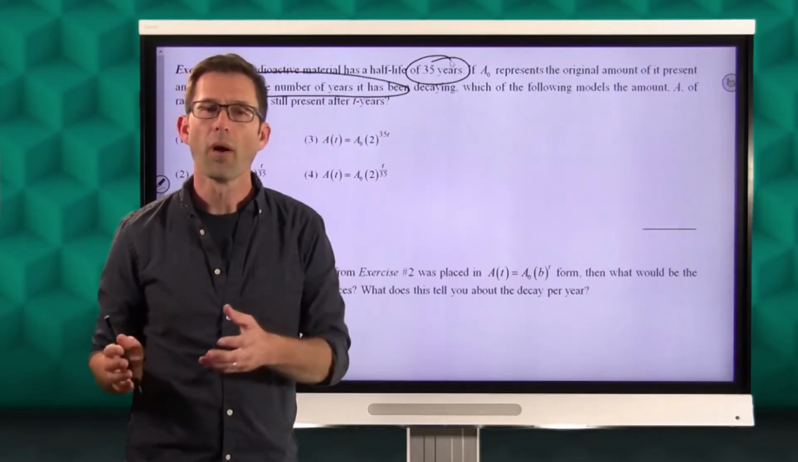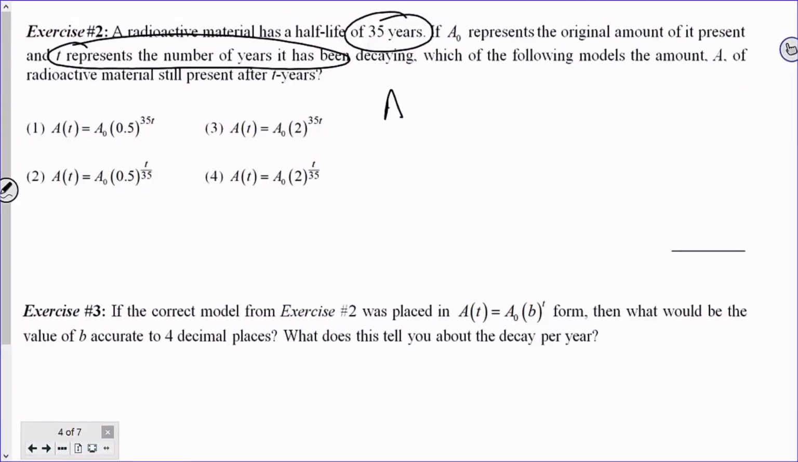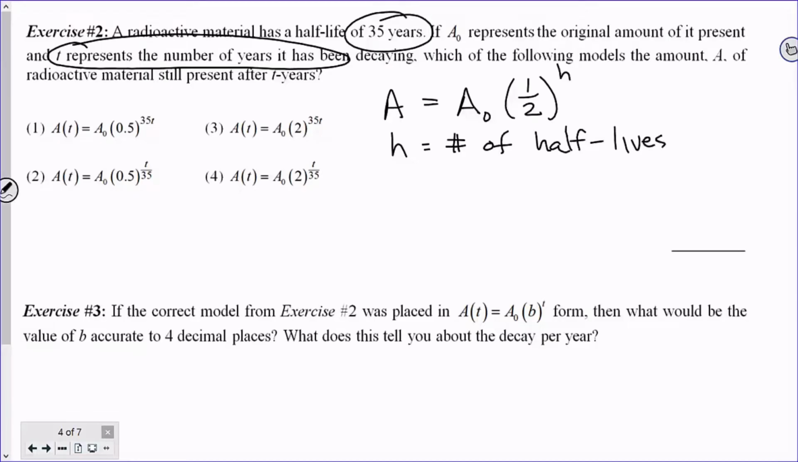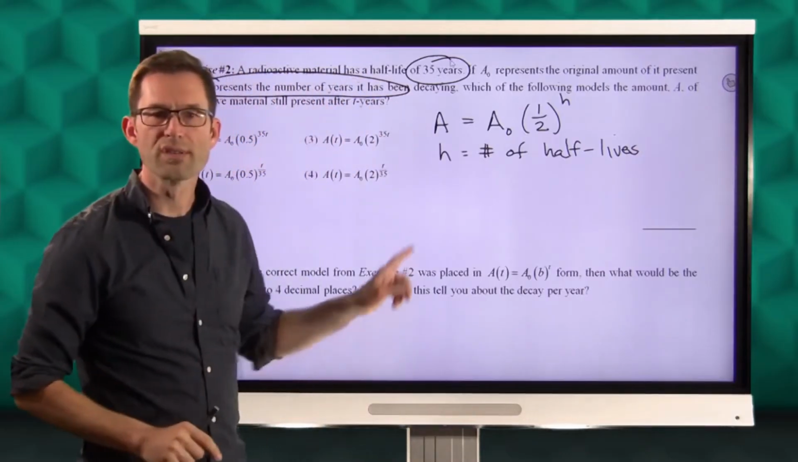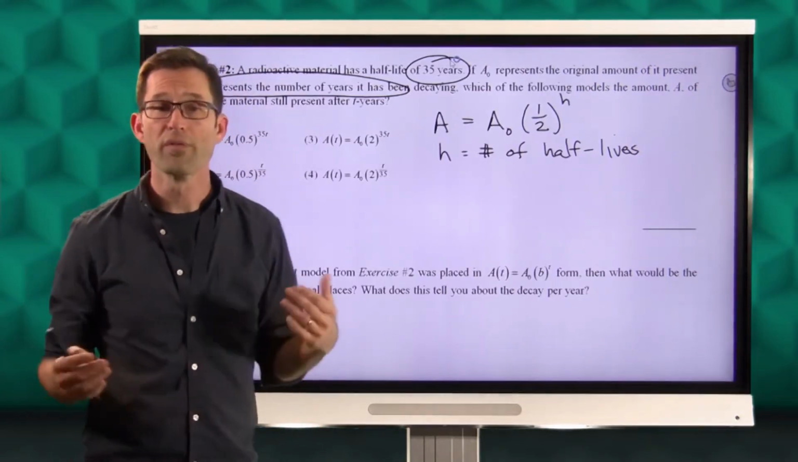If we were doing this problem very similar to the last one, I might do something like this. I might say, well, the amount that's present, forget about putting a little parentheses there or anything like that, would be the amount that I start with times 1/2 to the h. Now, h doesn't mean hours right now. h is the number of half-lives, right? Now the real question is, how does h then relate to t, the number of years?